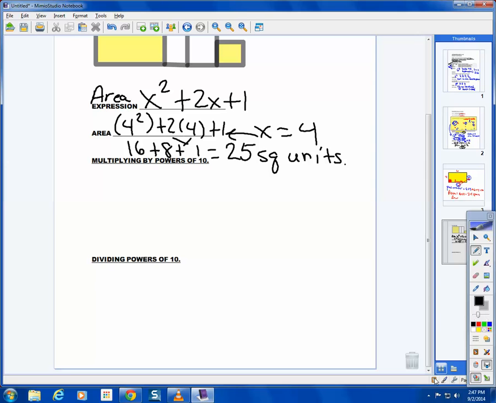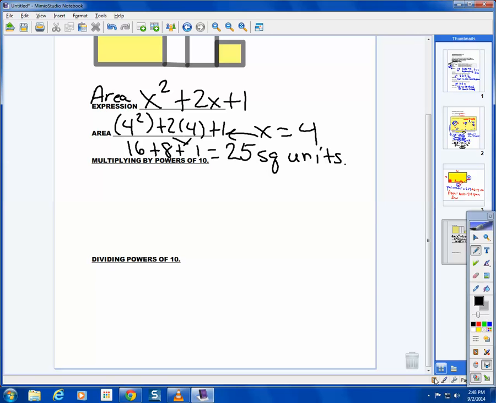Hey, powers of 10. That means my base is what value? 10. What's 10 times 10? 100. What's 10 times 10 times 10? 1,000. It's basically take the 10. If I had 4 10s multiplied together, how many zeros would you put into the 1? 4 of them, okay?